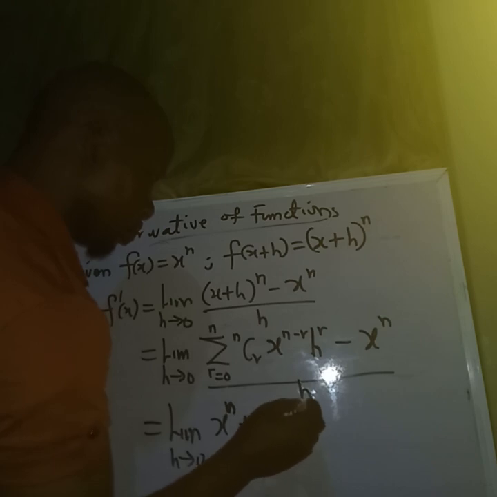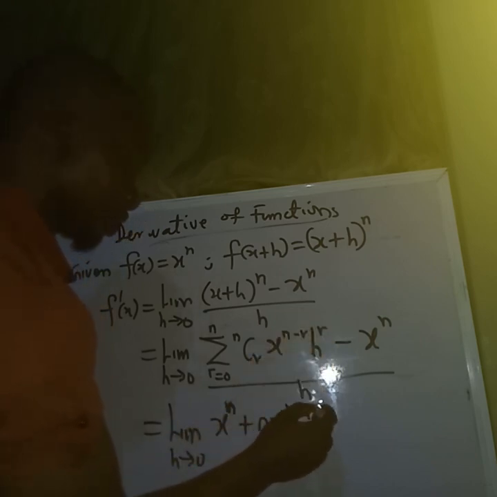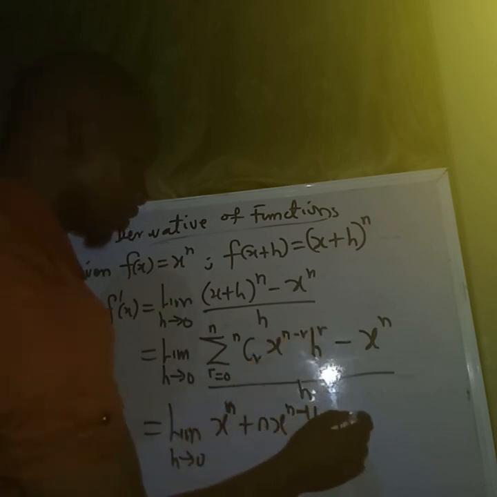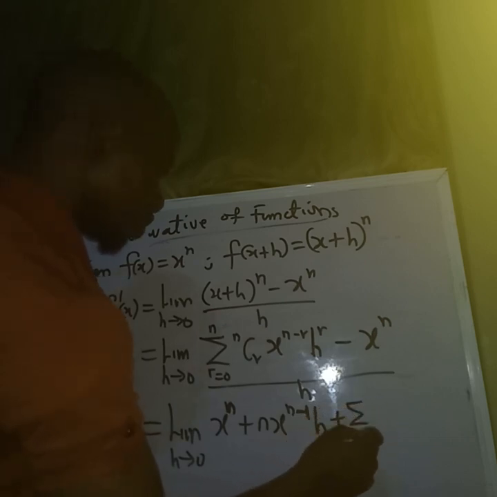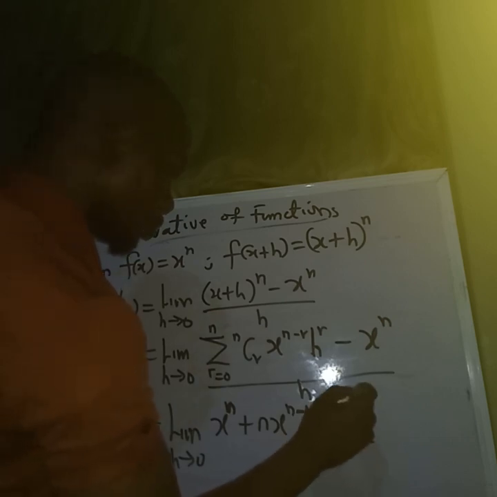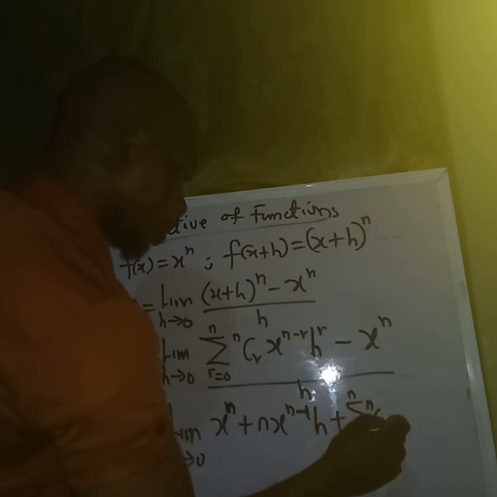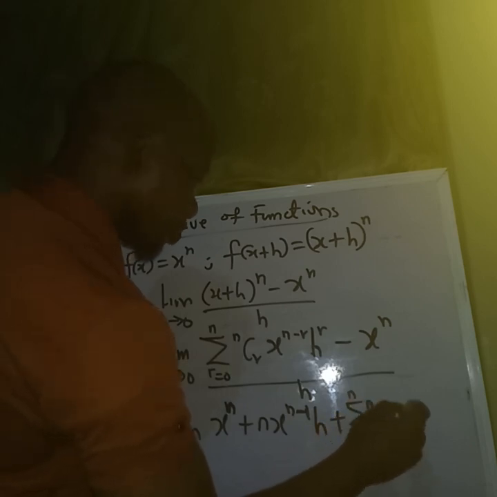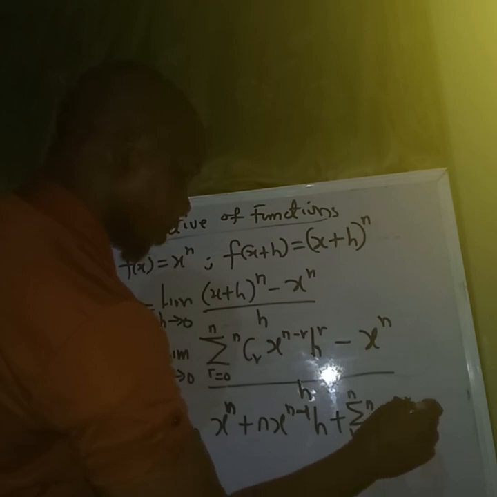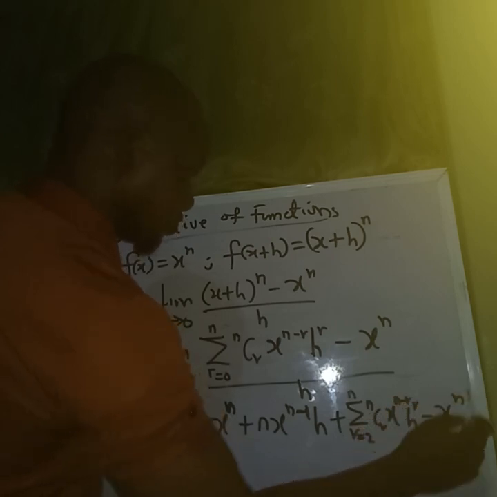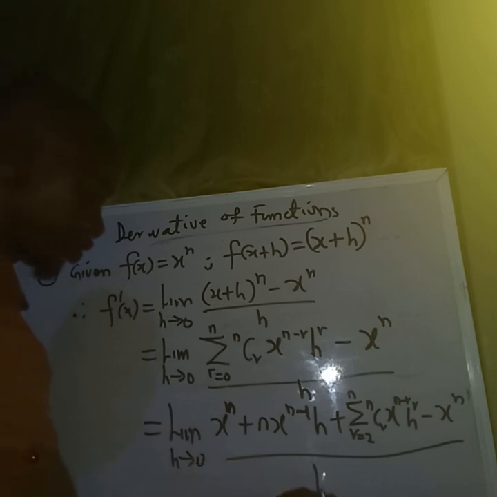Okay, then h raised to the power of 1, that is h. So the remaining term will be the summation r equal to 2 to n, n combination r, x to the power of n minus r, h raised to the power of r, minus x^n. So everything here is over h.